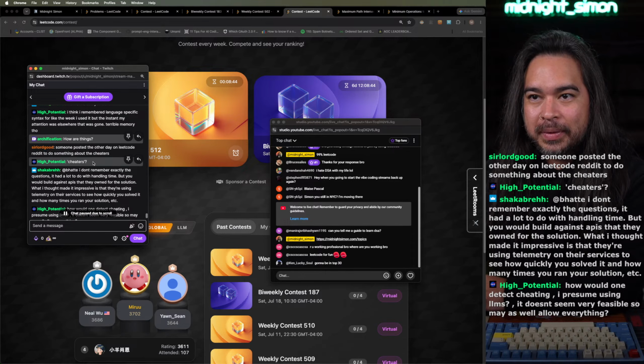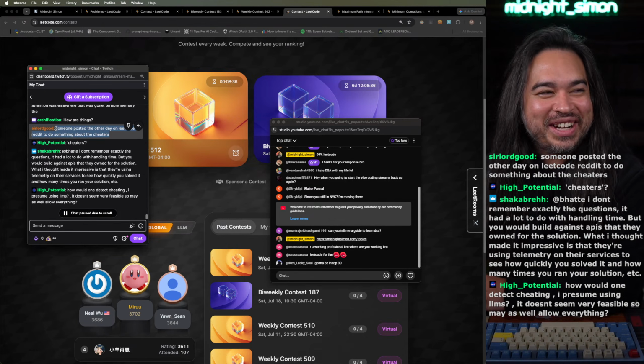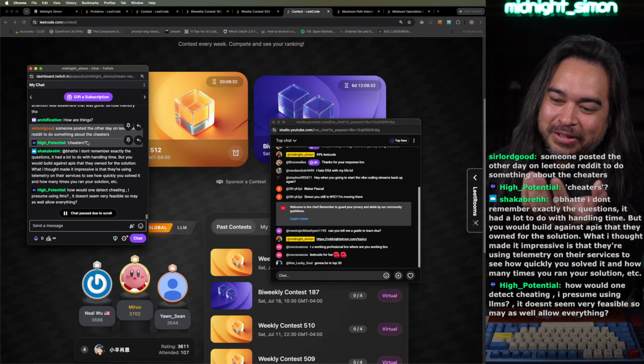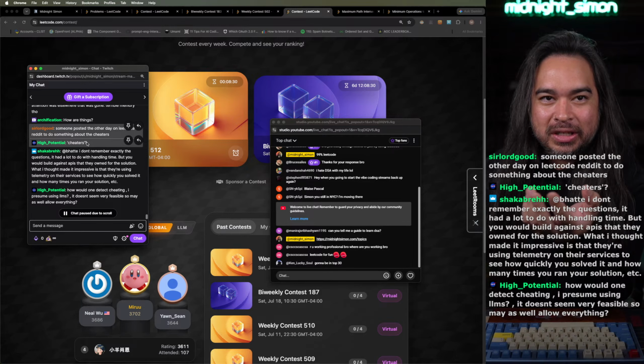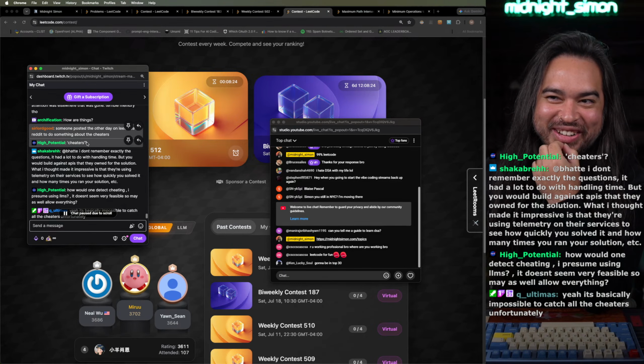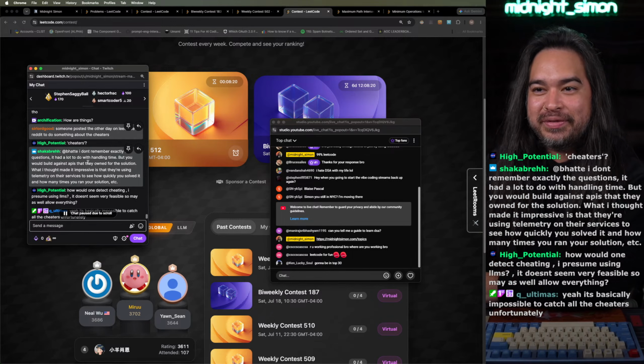Cheaters. What? Wait, someone posted the other day on the LeetCode Reddit to do something about the cheating. Hey, somebody posts after every single contest about how many people cheat. But I don't think it's a problem that can be solved that easily, man. I think it's just like contests are different now, man. They don't hit the same for me.